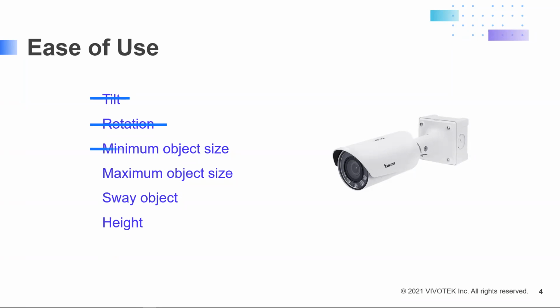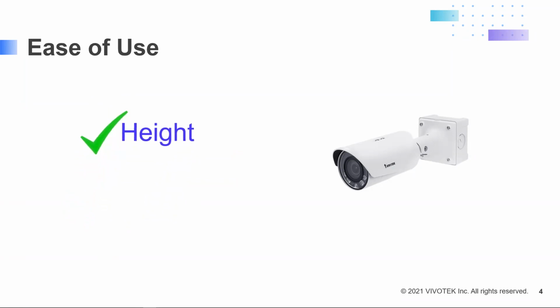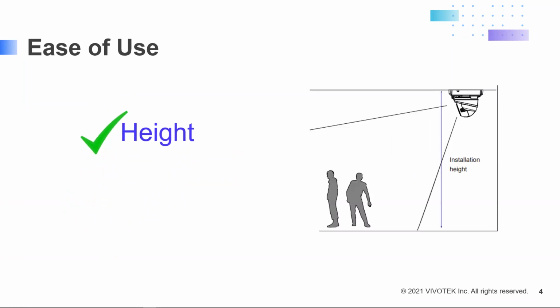But with Vivotech cameras, you only need to know the height. That height information is going to enable the horizontal and vertical keystone corrections of the field of view. You just need to measure the distance from the lower edge of the camera canister to the ground.